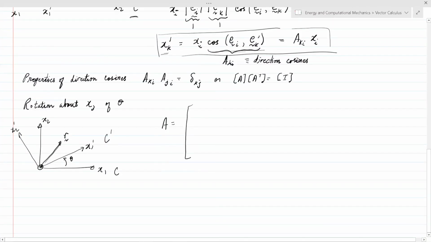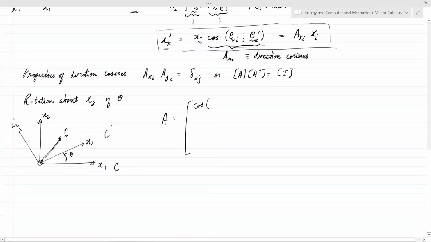So let's walk it through. So the cosine, and let's start with this term right here, which is 1, 1. So what is the angle of E1 here? So E1 and E1 prime. So what is the angle? The angle is theta. So clearly that's theta.